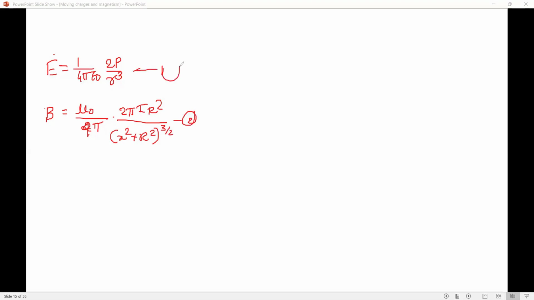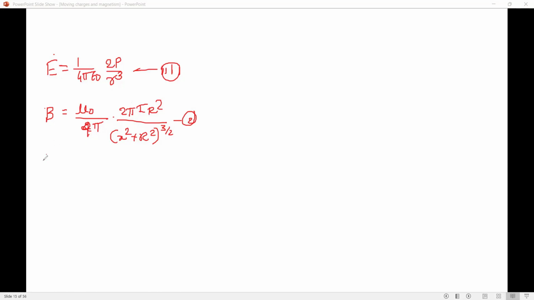Yes, so students, the first equation is the electric field intensity due to a dipole, 1 upon 4 pi epsilon naught 2p by r cube. Equation 2 is mu naught upon 4 pi 2 pi I r square upon x square plus r square raised to 3 by 2. I is current, r is the radius of the loop, x is the distance at which we are calculating the magnetic field.